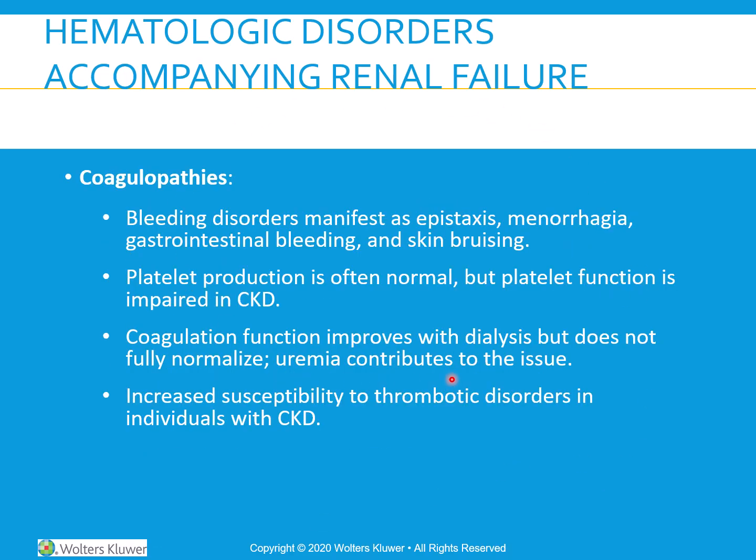Another hematological disorder that we see in CKD is coagulopathies, so bleeding disorders that can manifest themselves as things like epistaxis or nosebleeds, menorrhagia, meaning heavy periods, GI bleeding, or extensive bruising to the skin. In CKD, our platelet production is usually normal, but usually the function of them is impaired. So if we checked someone's complete blood counts, we might see normal platelet numbers, but they just wouldn't be doing what they were supposed to do as far as preventing bleeding.